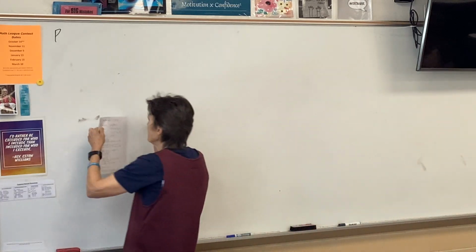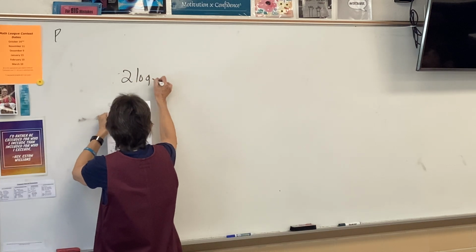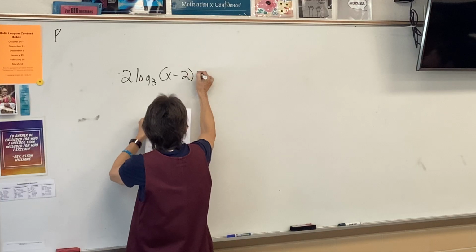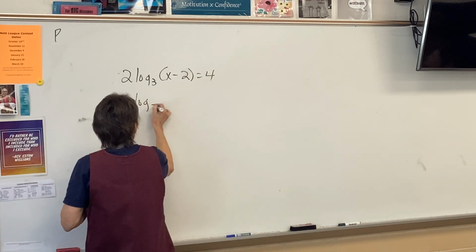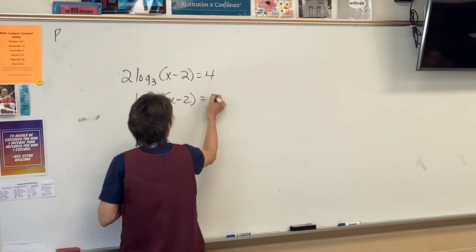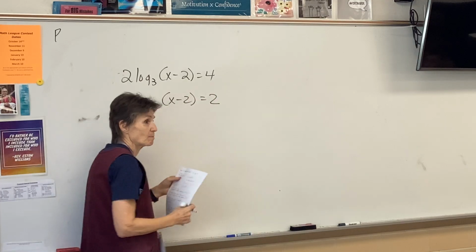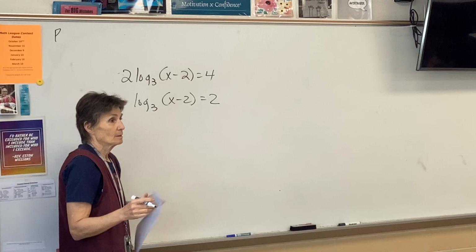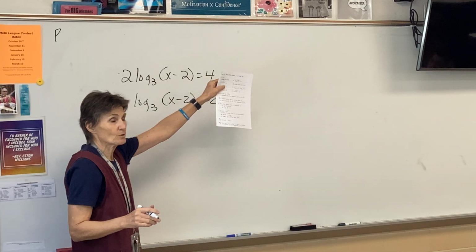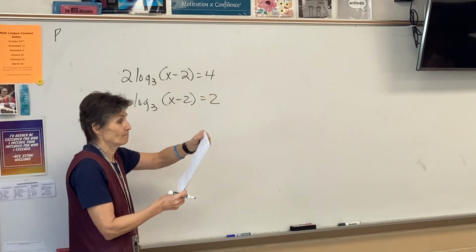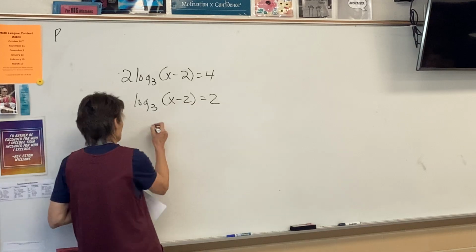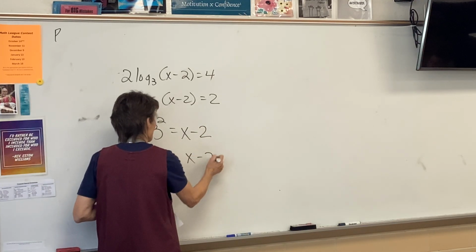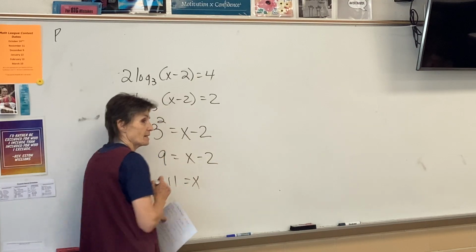So here we go. What's your thought on problem number one? We'll get as far as we can on this. We're gonna divide by 2, so log base 3 of x minus 2 equals 2, dividing both sides by 2. And then we will loop-de-loop. So 9 equals x minus 2 and x equals 11.